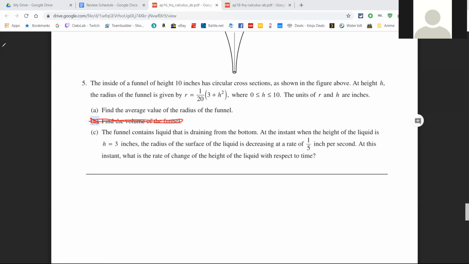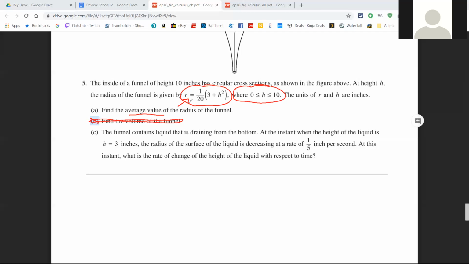So do you know how to find the average value? So they give you the radius of the funnel, which is right here. They give you an equation with a constraint. Do you know how to find the average value of that? To be honest, I forgot. You forgot how to do average value? Yeah. There's a specific formula to find the average of anything. All right, if you can take it, you probably should write it down somewhere, how to do the average value.